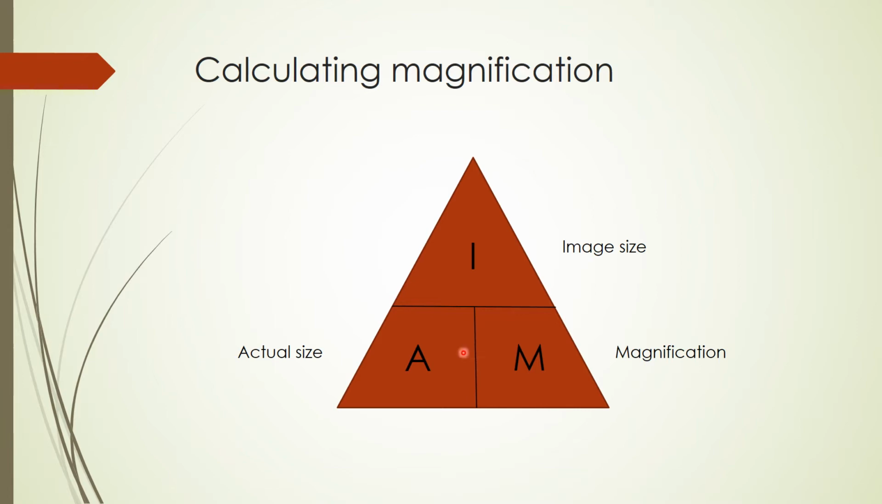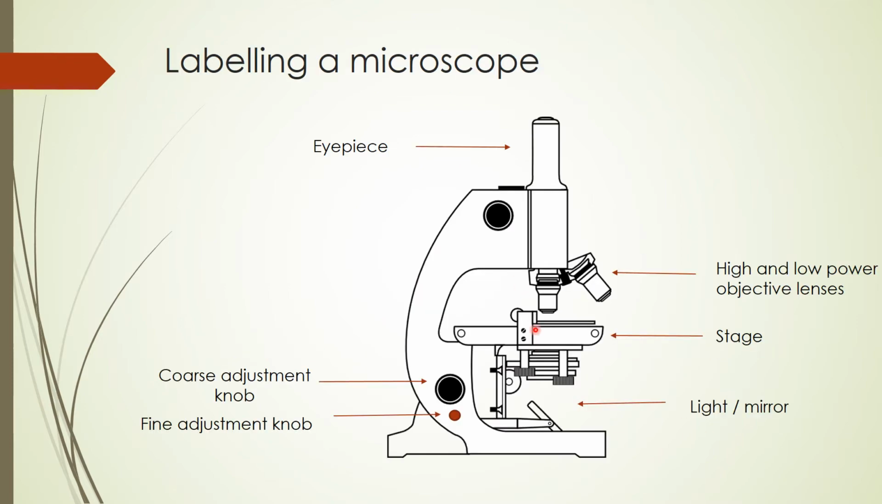So if you wanted to calculate actual size, you'd cover up the A, then you see that I over M, so divide image size by magnification, and that works for all 3.